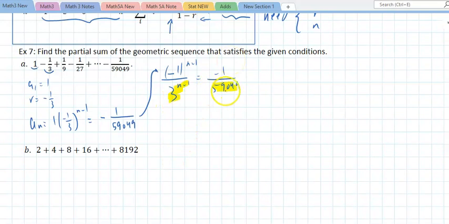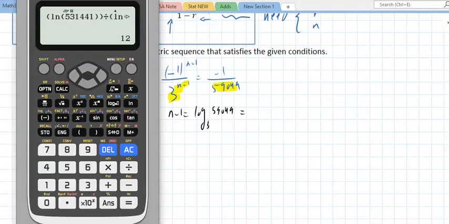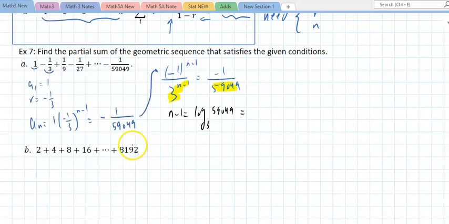So if I want to solve this equation, I could say n minus 1 equal log base 3 of 59049. I could plug that in my calculator and figure out what n is, and again, I could say take log of 59049 divided by log of 3. That's 10. So n equal 11.